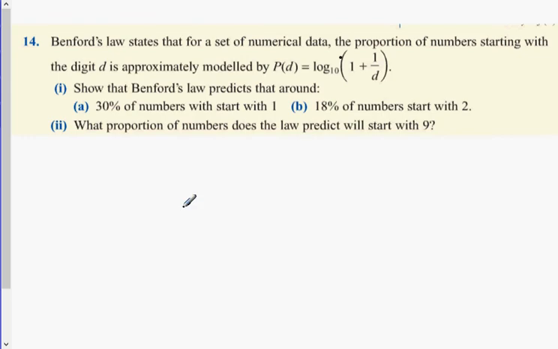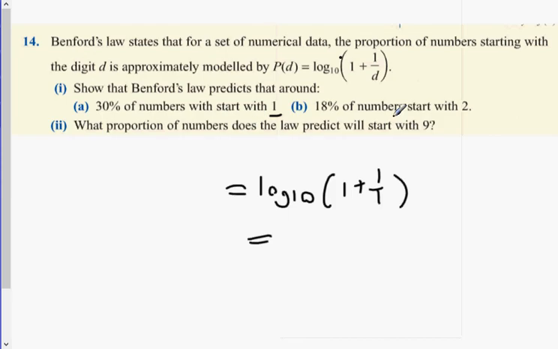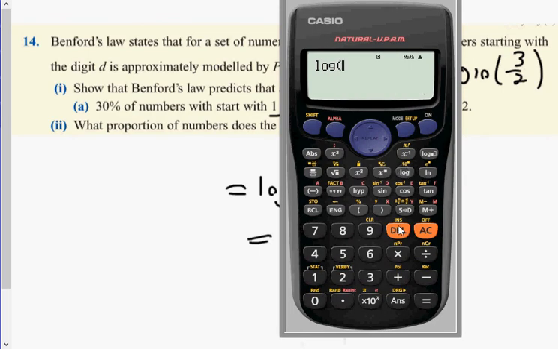Now guys, you might be asked, how would you go about doing this? Well, what we can say is this. Log 10, replace d with 1. 1 plus 1 over 1. We're looking for log 2. Put log 2 into your calculator. 30. Yeah? The next one is start with 2. It's going to be 1 plus a half, which is 3 over 2. So then you're going to put in log 10 of 3 over 2, or log 3 over 2.